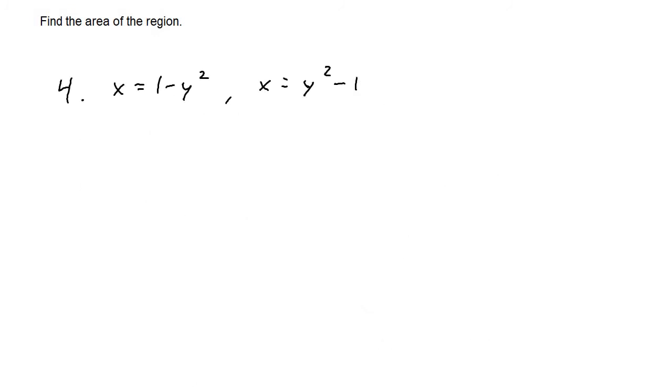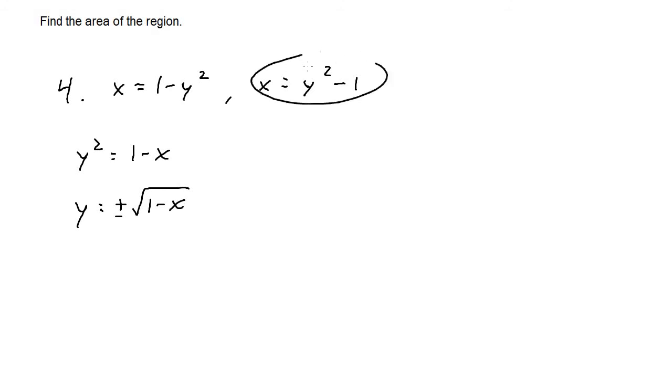Now for number 4, we have x equals 1 minus y squared and x equals y squared minus 1. So we can't necessarily graph this right now because we don't know what those graphs look like, more than likely. So what we have to do first is isolate y and solve for y so that we can actually graph it. So I'm going to add over the y squared and then subtract over the x. So we get positive y squared equals 1 minus x. So then y equals plus or minus the square root of 1 minus x, or negative x plus 1.